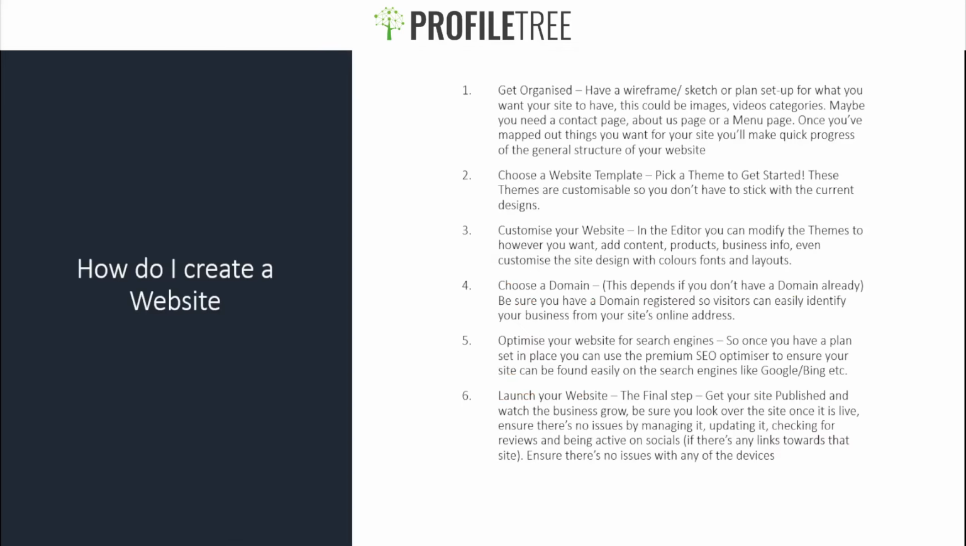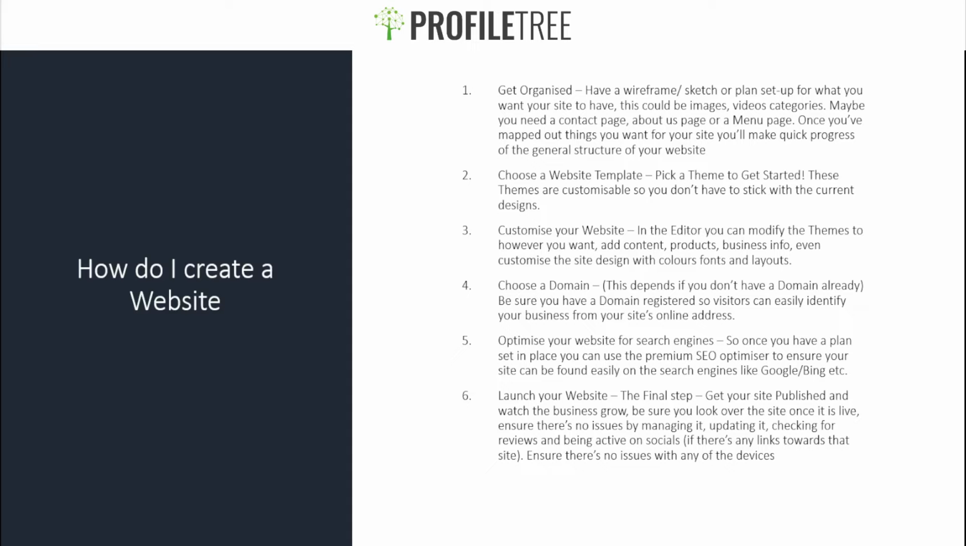So there's actually a step-by-step process on how you would create a website on Shopify. Now, of course, the first one that I've stated earlier on is where you would need a wireframe or a sketch, and plan and set up what you need for your site. Could be images, video categories. You may need a contact page, about us page, menu page. So there's a lot of things that you may want to consider before actually looking into some of the themes that are available on Shopify. And once you have mapped things out, you'll make quick progress on the general structure for your website.